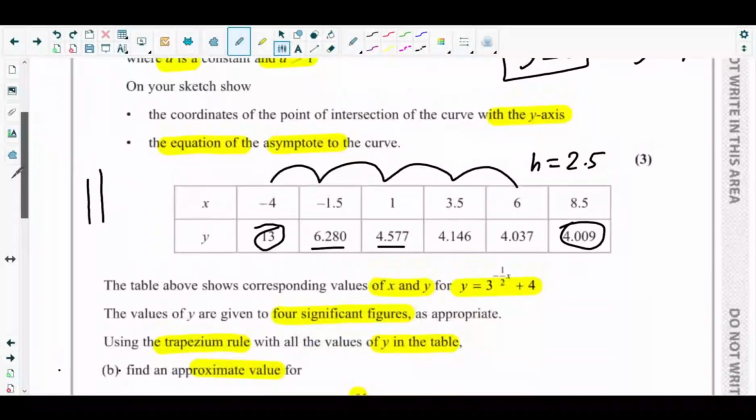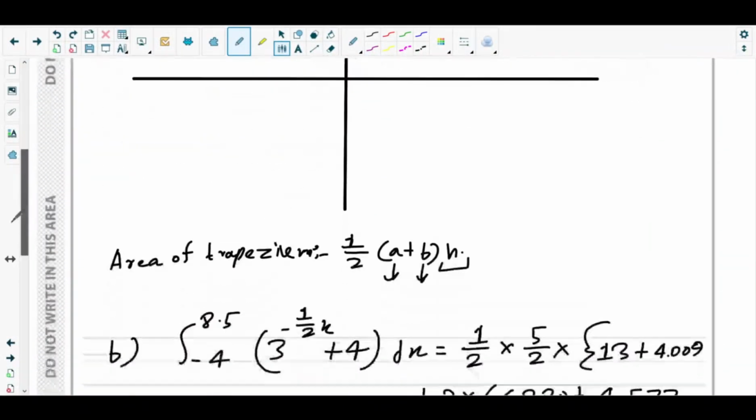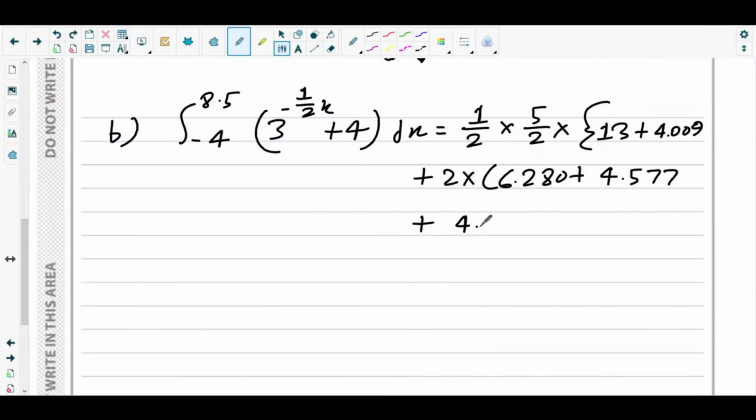4.146, and at last the last common one is 4.037, not the last height. The last height is 4.009. This is single, that's why we have added it separately. Now just find out this value, and you will get the value for the integration.